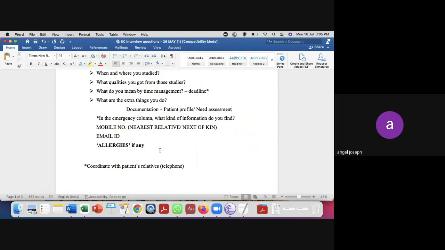Now, in this emergency column, why do they give the mobile number of the patient's relative? So that whatever information you have, you can coordinate about the patient with the patient's relative. All right, so please make sure that you know these things very well. Emergency column: mobile number, email ID, allergies, if there are any allergies. All right, that will also be mentioned.